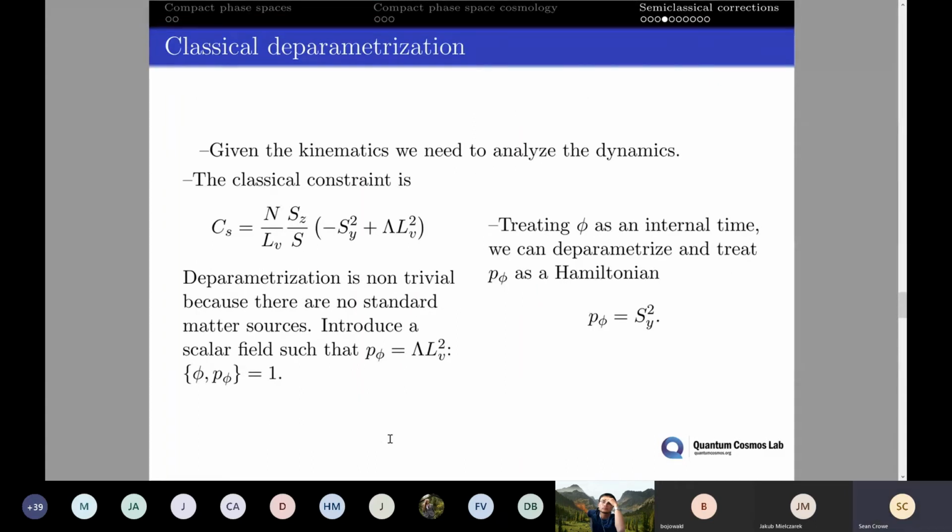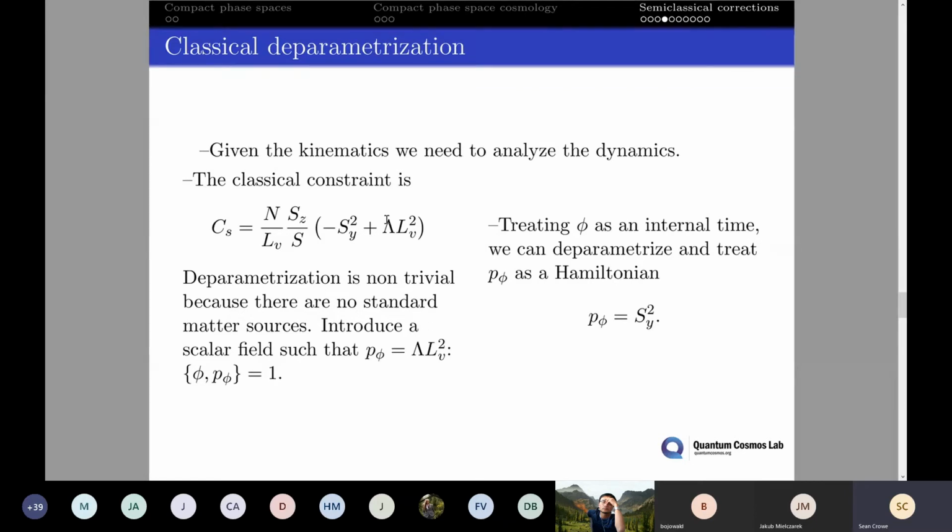So we're doing this semiclassical analysis. Maybe we want to do a deparametrization first. So we have the kinematics. Let's talk about the dynamics. The classical constraint is the same thing I showed you before.